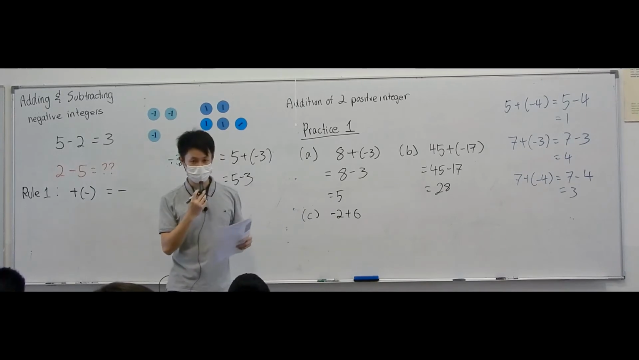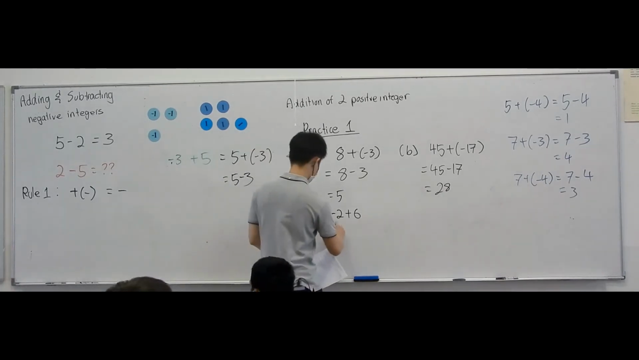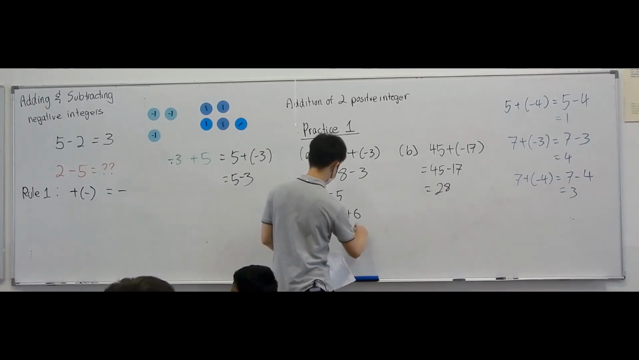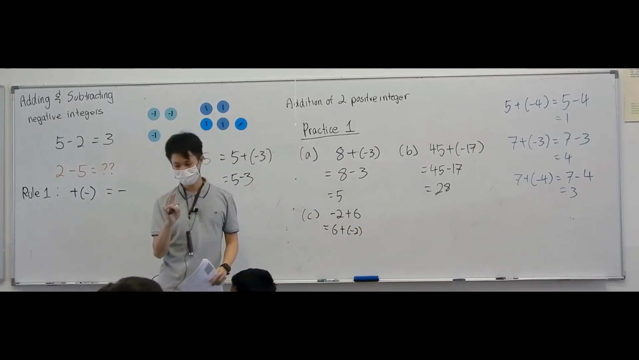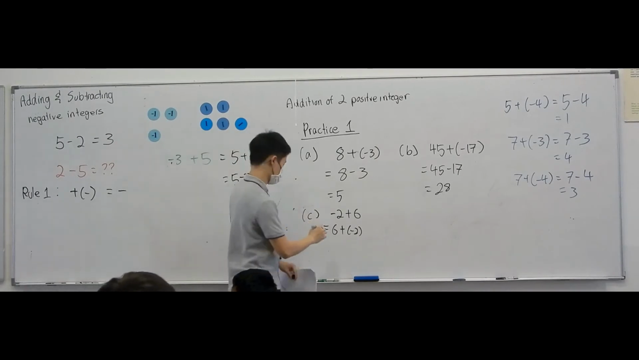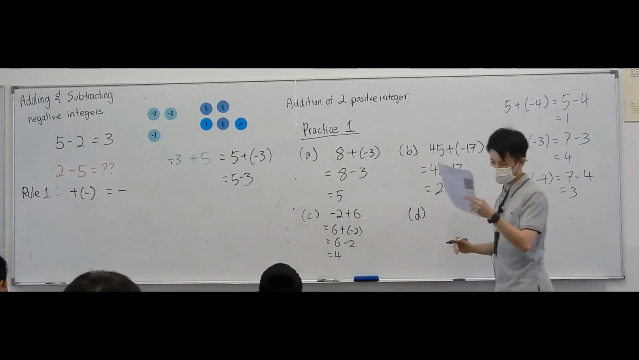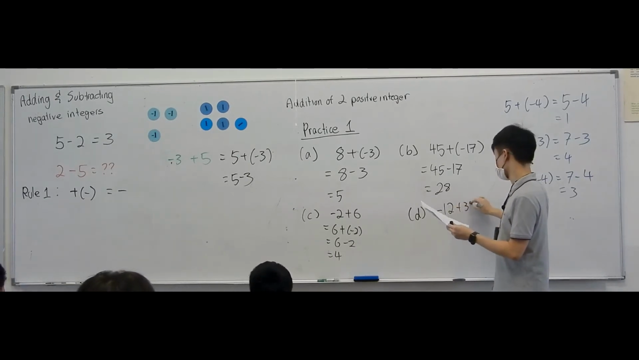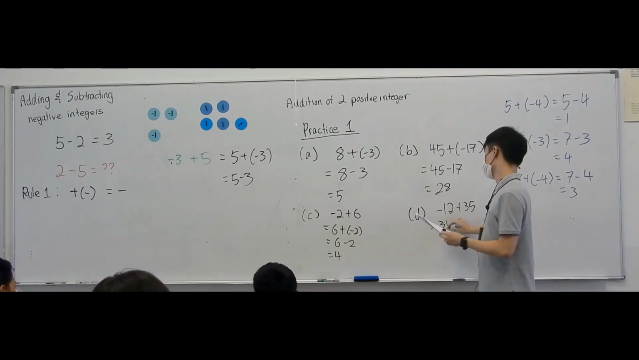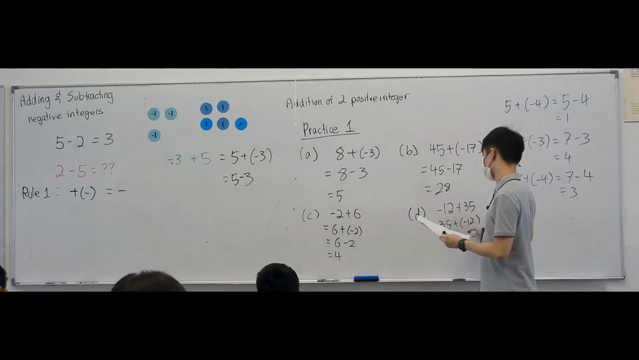Negative 2 plus 6 is simply 6 plus negative 2. I'm just rewriting the order of it. Please check your answers. Part C, the answer is D, 4. Sorry. And finally, this one. It's too simple already. I'm not going to spend too much time on it.